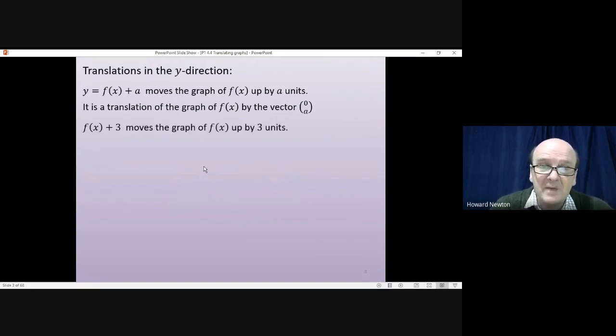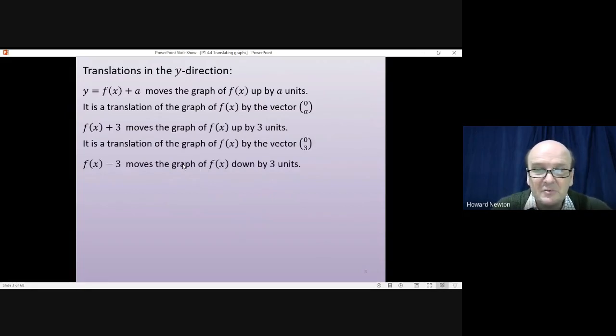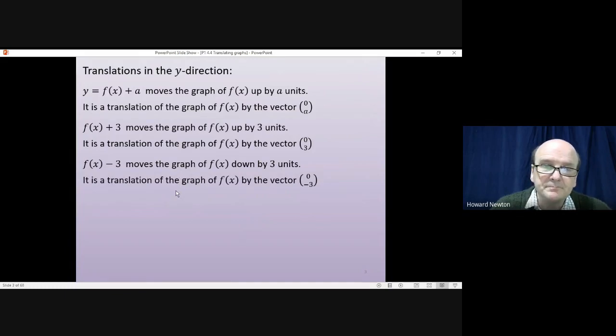So, for example, if you had f of x plus 3, you've got exactly the same thing as the graph of f of x. It's just going to move upwards by 3 units. It's a translation of f of x by the vector 0, 3. And f of x minus 3 would do the opposite thing. It would move the graph of f of x downwards by 3 units. The translation by the vector 0, minus 3.